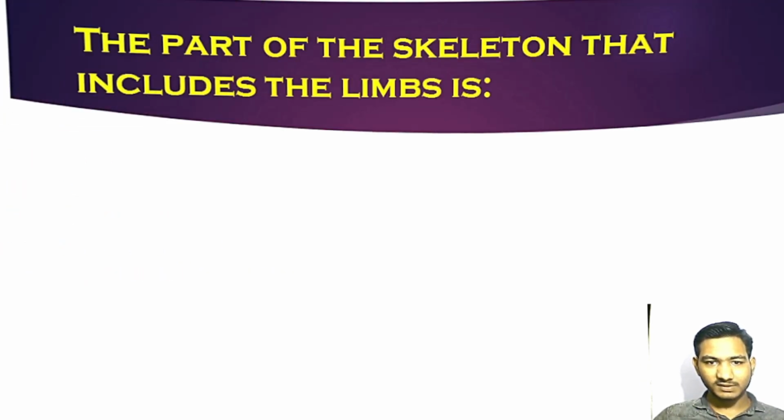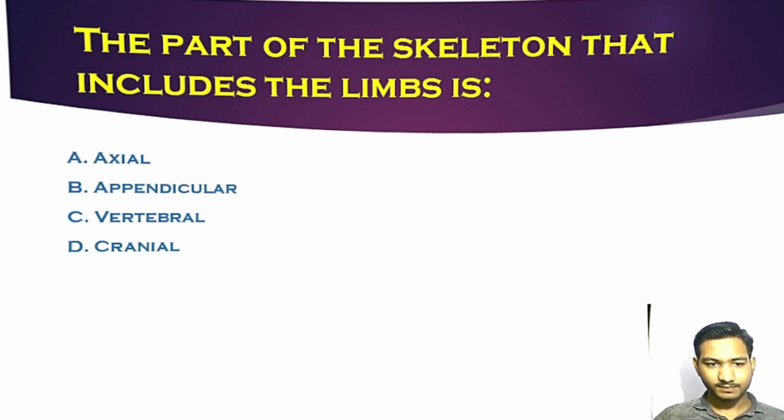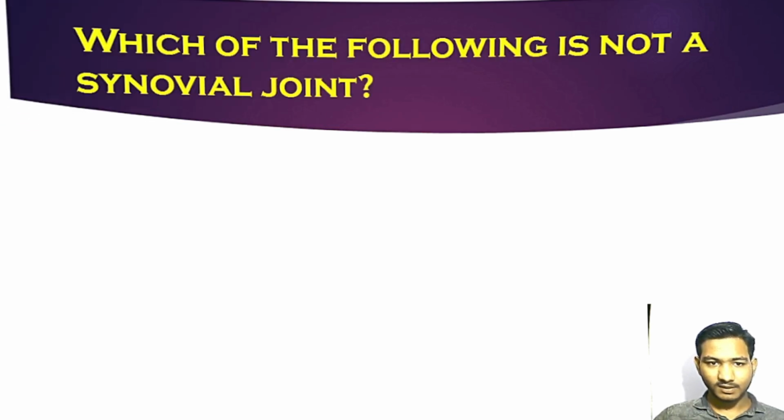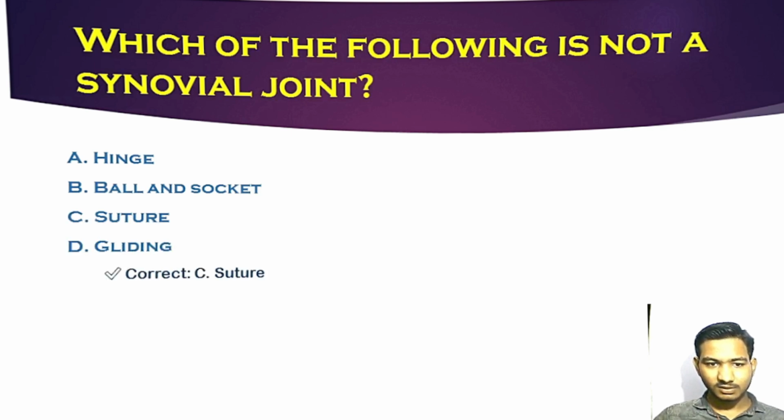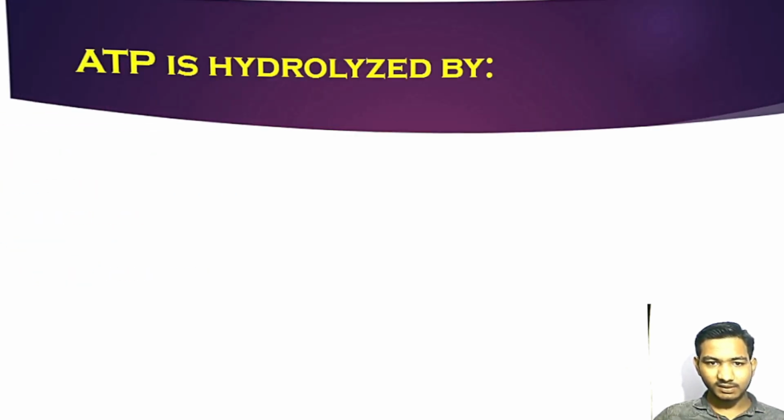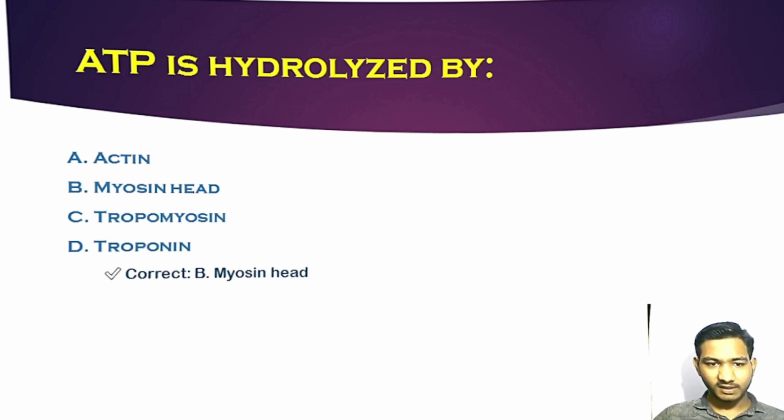The part of the skeleton that includes the limbs is appendicular skeleton. Which of the following is not a synovial joint? Sutures are not a synovial joint. ATP is hydrolyzed by myosin head.